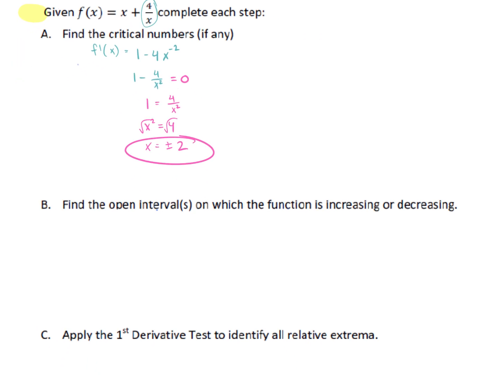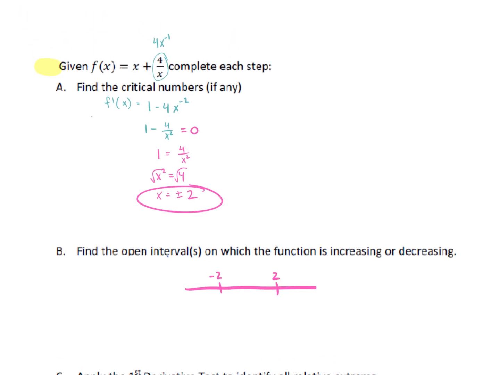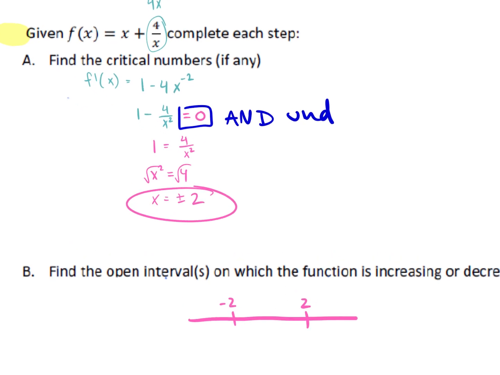For B to find where we're increasing or decreasing, we do the same thing that we did in that first question. I want to make my intervals here. So we've got -2 and 2. One other thing that we have to check here, we want to see where it equals 0, but also where it's undefined. Where would our derivative be undefined? At x equals 0. Since we have a fraction, our denominator cannot equal 0. So we would also have to add 0 to our number line.